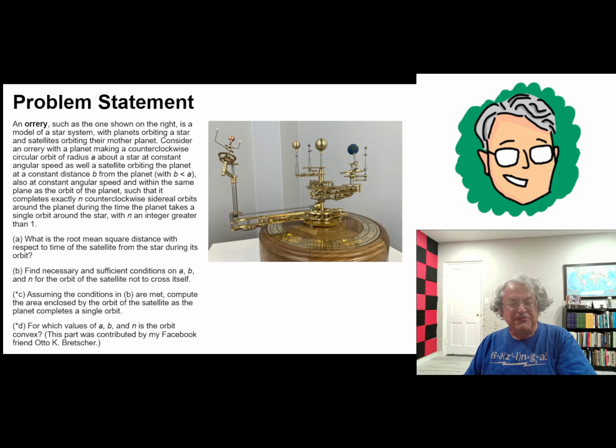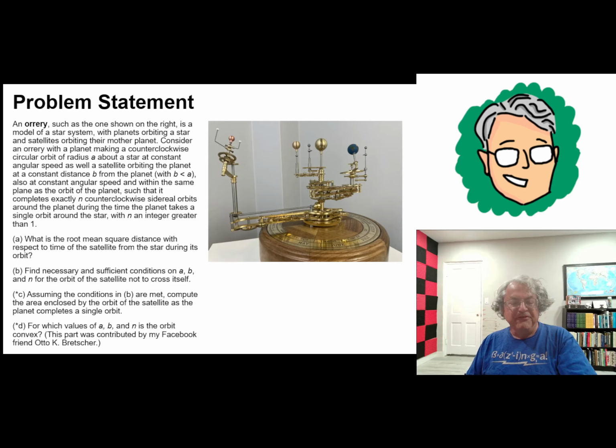So that's part A. Part B, I'm asking for necessary and sufficient conditions on a, b, and n for the orbit of the satellite not to cross itself. In other words, to be a simple closed curve. For part C, I think C and D are kind of tricky here. Part C, we're assuming the conditions in B are met. We want to compute the area enclosed by the orbit of the satellite as the planet completes a single orbit. So we're going to get a closed curve for the orbit of the satellite because n is an integer and we just want to find its area.